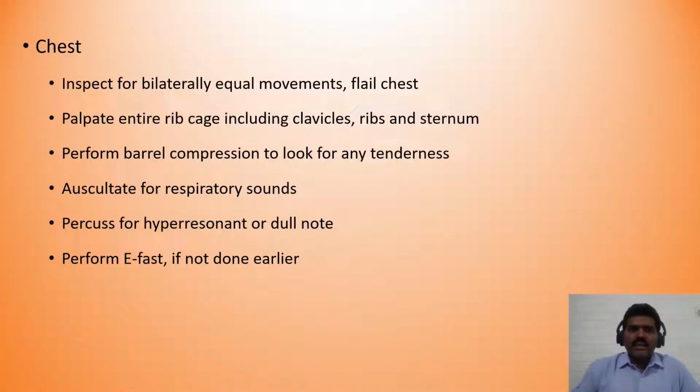Chest, inspect for bilaterally equal movements, flail chest, palpate entire rib cage, including clavicles, ribs, and sternum. Perform a barrel compression test, which is anterior-posterior compression of the chest for looking for any tenderness or any crepitus.